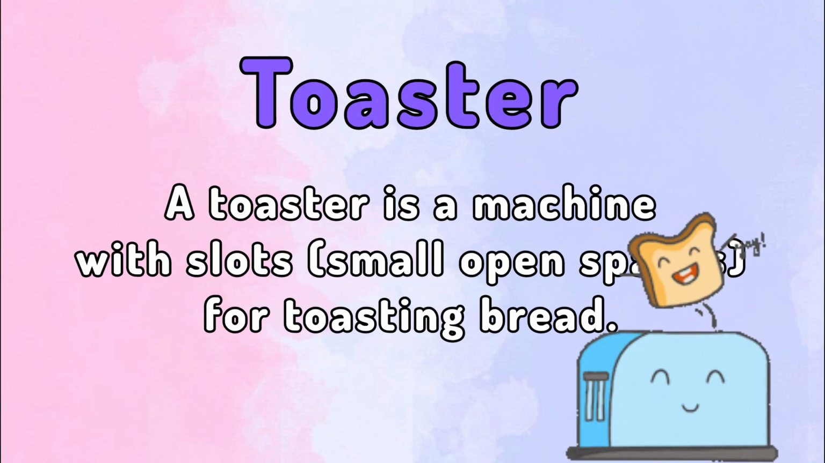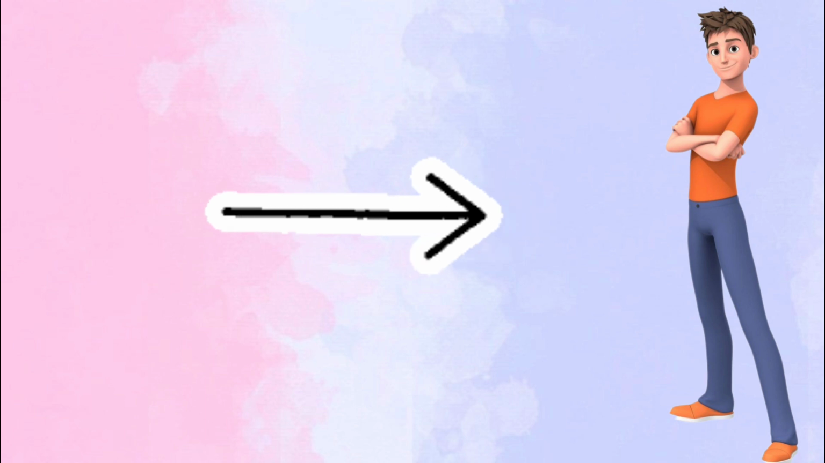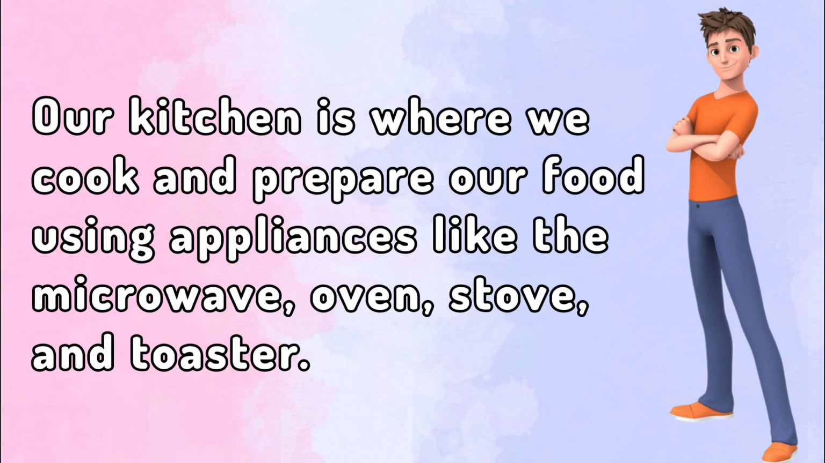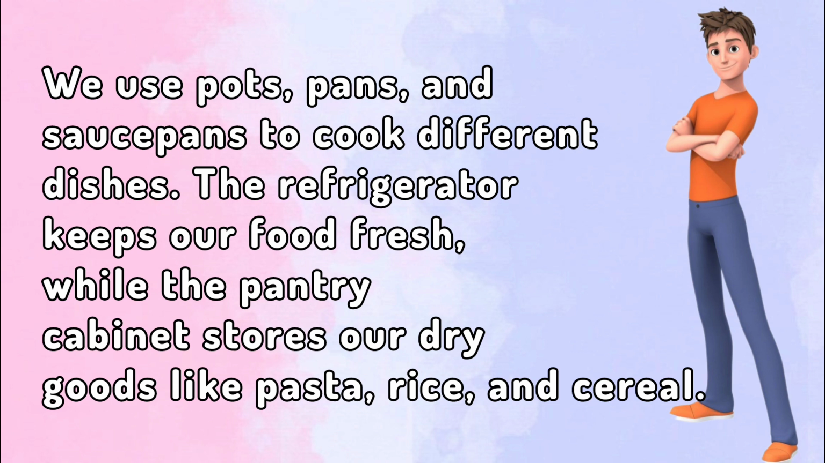Toaster. A toaster is a machine with slots for heating bread. It's your turn, Ben. Please start. Our kitchen is where we cook and prepare our food using appliances like the microwave, oven, stove, and toaster. We use pots, pans, and saucepans to cook different dishes.